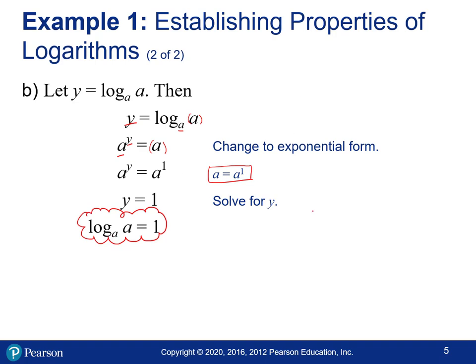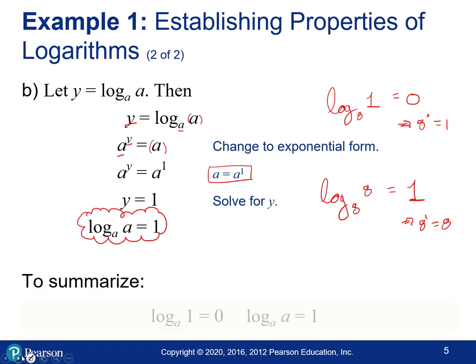So if you see something like log base 8 of 8, you know that it's always just going to be 1. And then same thing with our last property we just looked at. If we said something like log base 8 of 1, that answer is always 0, because this says 8 to the 0 power is 1, and this one says 8 to the first power is 8. All right, so there's our two properties.